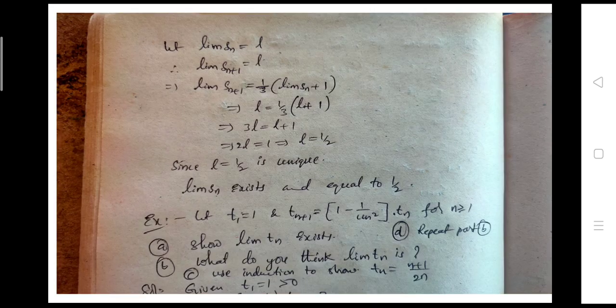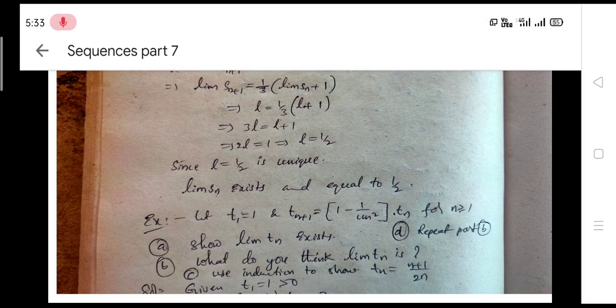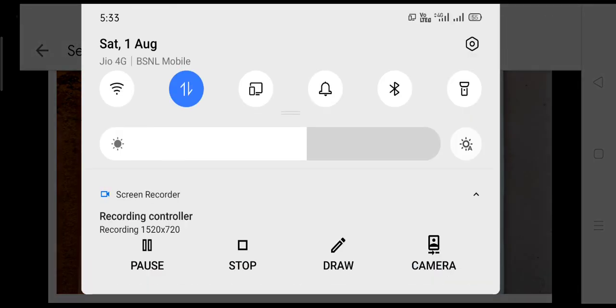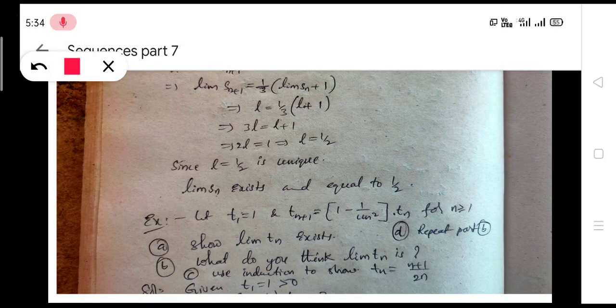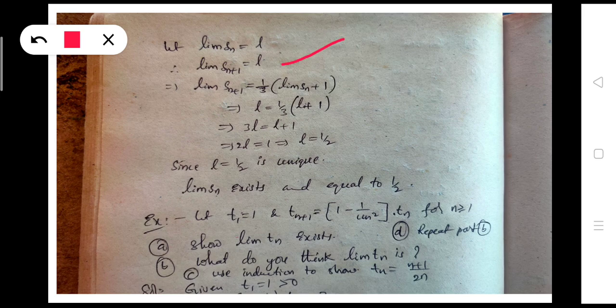We need to go to the next slide and continue the last problem. Let the limit of S(n) be L. Then the limit of S(n+1) is also equal to L. According to the given condition, S(n+1) is equal to 1/3 times (S(n) plus 1).